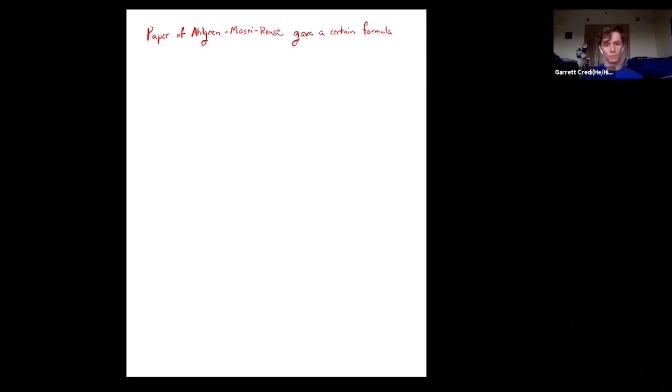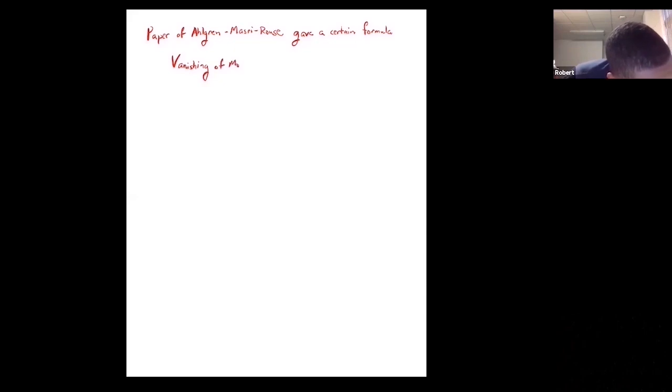So with this, there was a paper of Algren, Masri, and Rouse. My advisor is Scott Algren, a number theorist at Urbana-Champaign. The paper essentially gave a certain formula which allowed me in particular to translate this information in terms of modular forms. So much of what I did for that paper was to take this formula and try to understand every single aspect that I could.